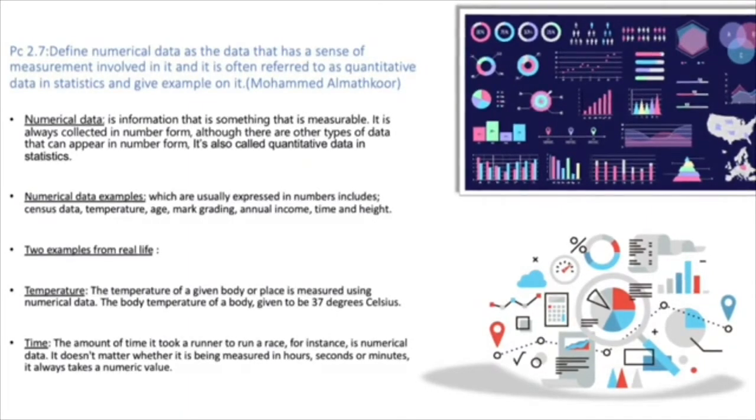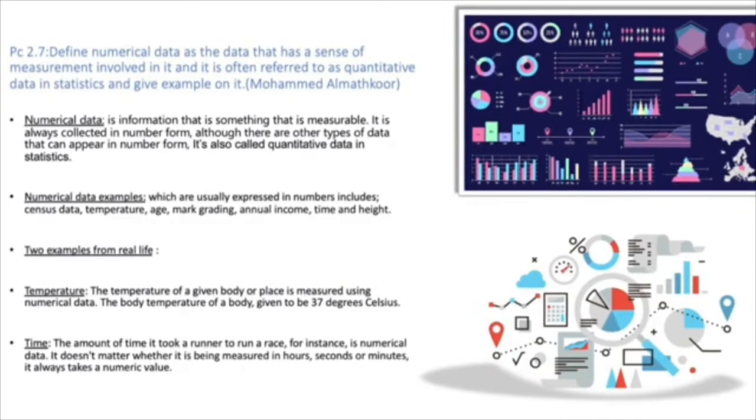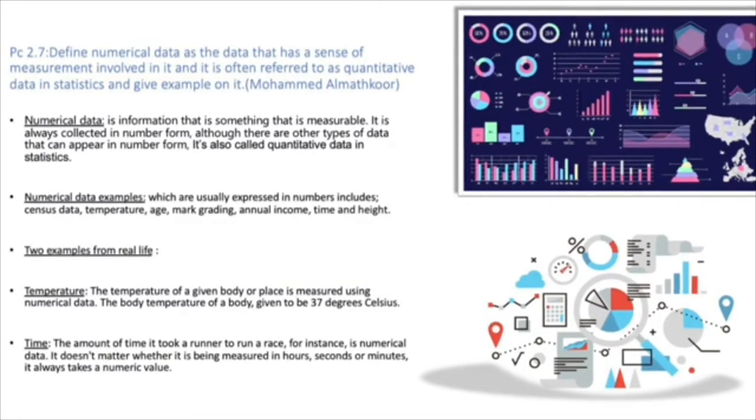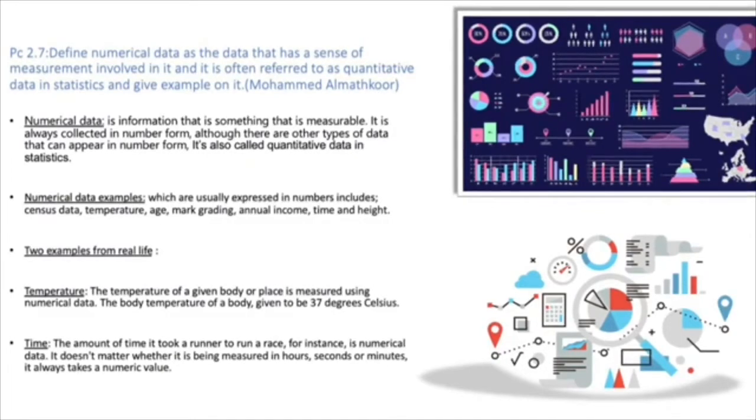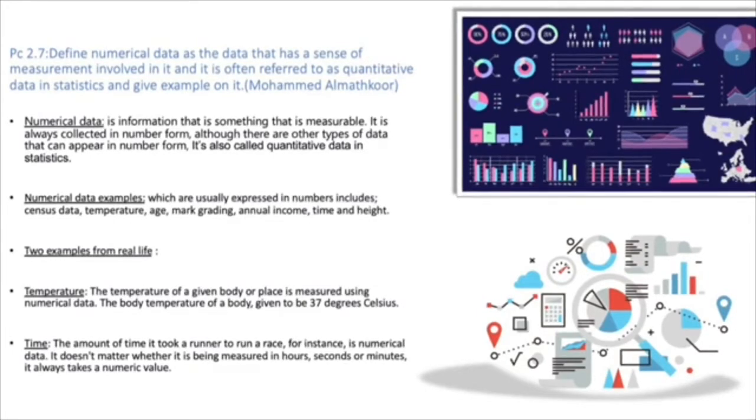Two examples from real life. Temperature: the temperature of a given body or place is measured using numerical data. The body temperature of a body is given to be 37 degrees Celsius. The second example is time. The amount of time it took a runner to run a race, for instance, is numerical data. It doesn't matter whether it is being measured in hours or seconds or minutes, it always takes a numeric value.